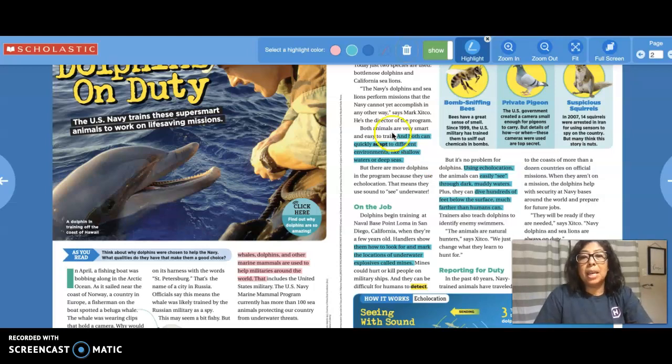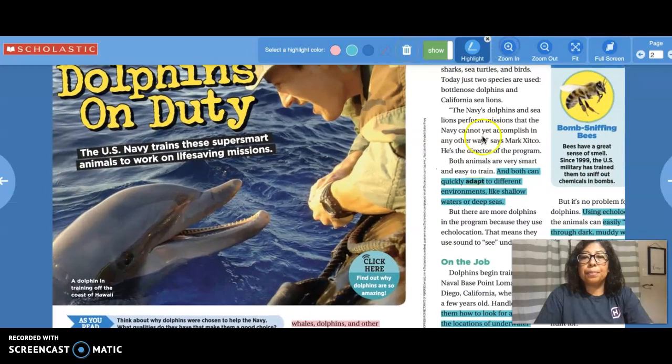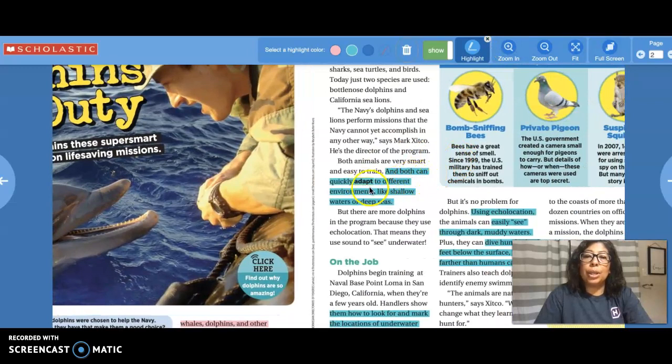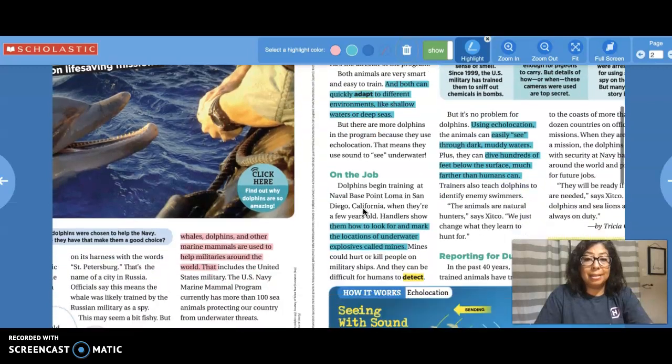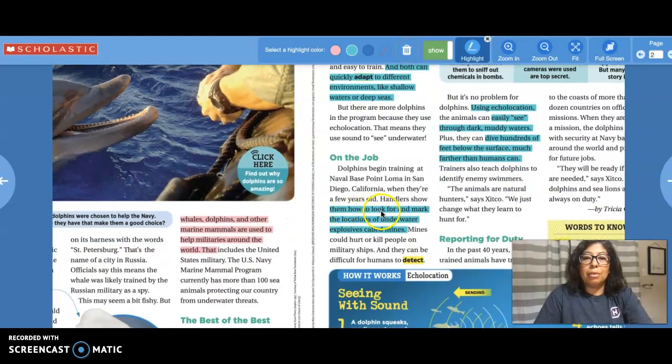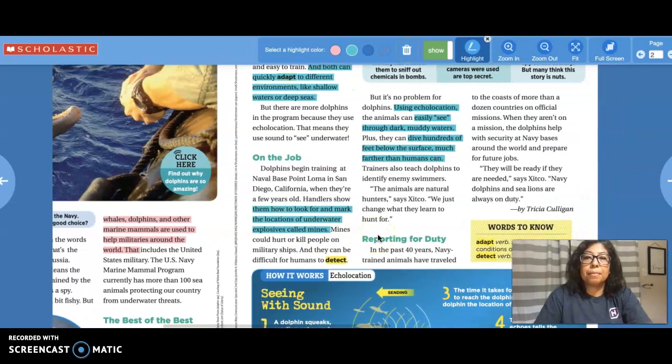What I have highlighted here is that dolphins can quickly adapt to different environments like shallow waters or deep seas. They are trained to look for and mark the locations of underwater explosives called mines, using echolocation, and easily see through dark, muddy waters using echolocation. And they can dive hundreds of feet below the surface, much farther than humans can.